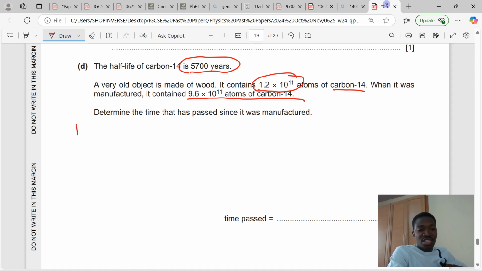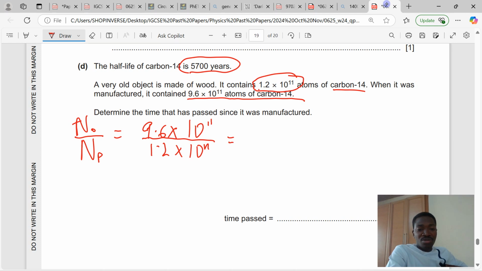Okay, so the number of atoms initially present divided by the number of atoms presently present. Sorry, the number of atoms originally present in the beginning is 9.6 times 10 to the power 11, divided by the number of atoms that are presently present, which is 1.2 times 10 to the power 11. That will give you 8.